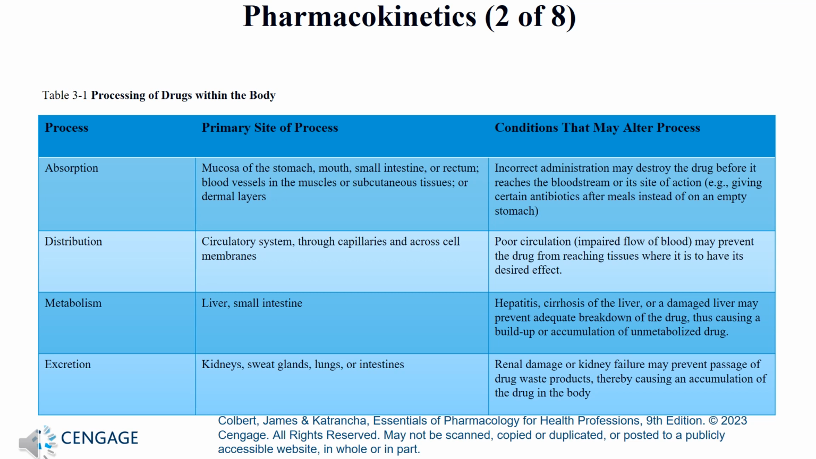Excretion is the exit. That would be your kidneys, your sweat glands, your lungs, your intestines. Renal damage or kidney failure may prevent passage of drug waste products, thereby causing an accumulation of the drug in the body as well.